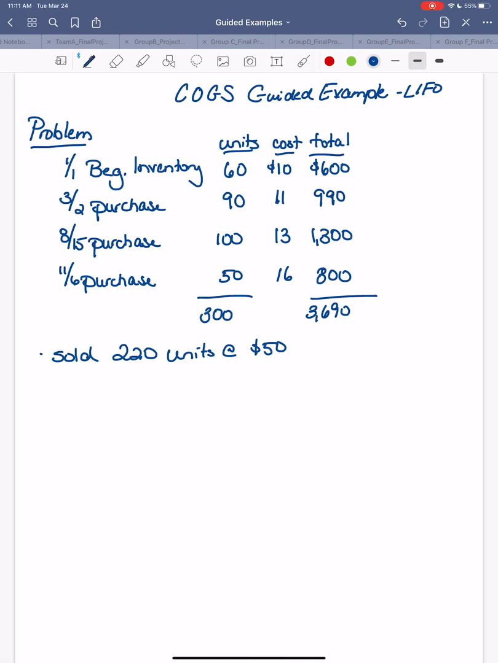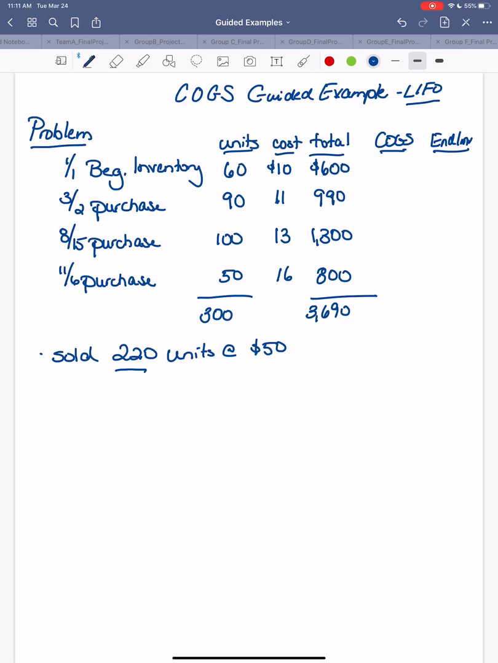All right, now we're at LIFO, right? So with LIFO, we always want to assume that our last ones in are the first ones we've sold. So remember, we've sold 220 units, so I'm going to start moving over, right? I'm going to put a cost of goods sold column. I'm going to put an ending inventory column, and I'm going to start moving things over.